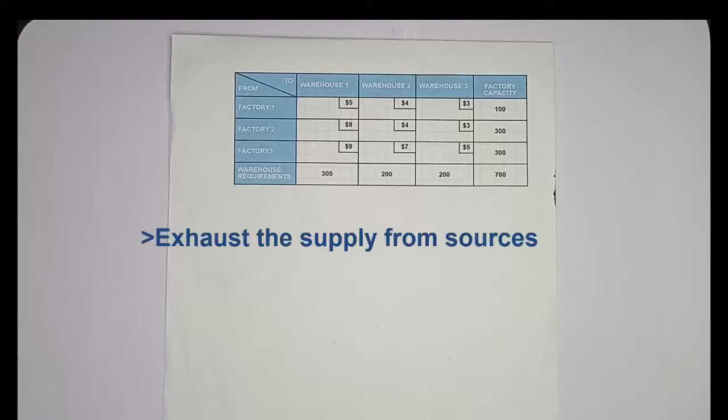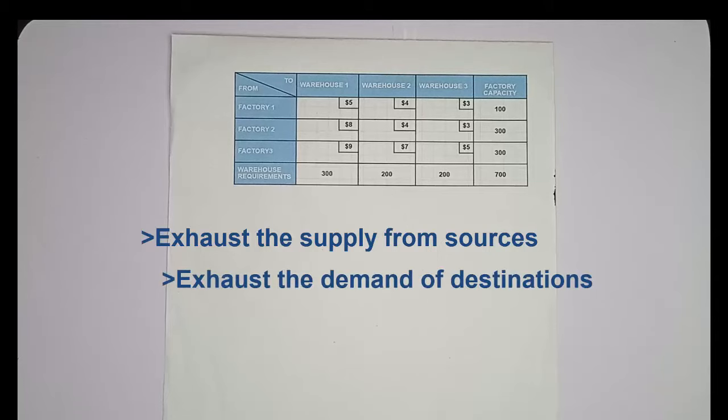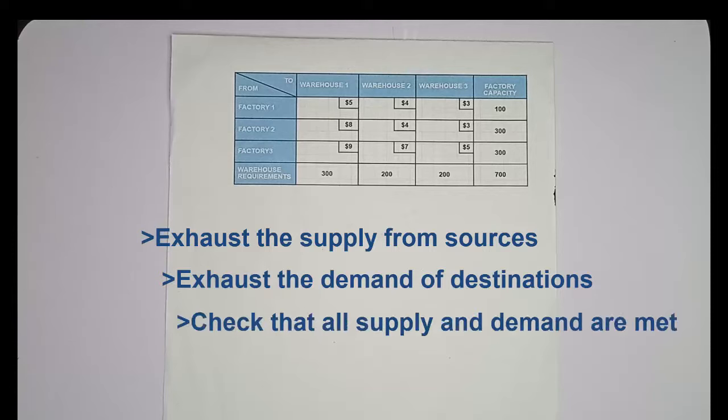Number 1, exhaust the supply, or in this case, factory capacities of each row before moving down to the next row. Number 2, exhaust the demand or requirements of each column or each destination before moving to the next. Number 3, check that all supply and demands are met.